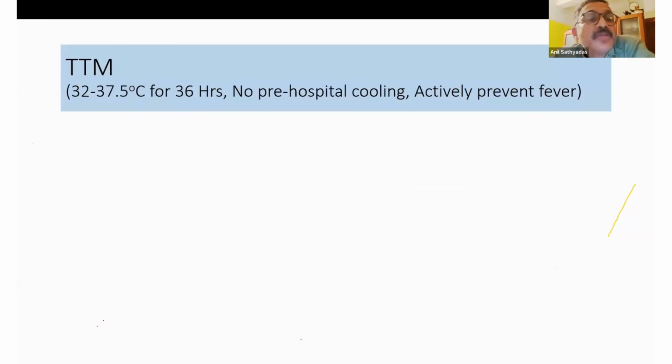Coming to the temperature management, the current recommendation is temperature between 32 to 37.5, not for 24 hours, but for 36 hours.